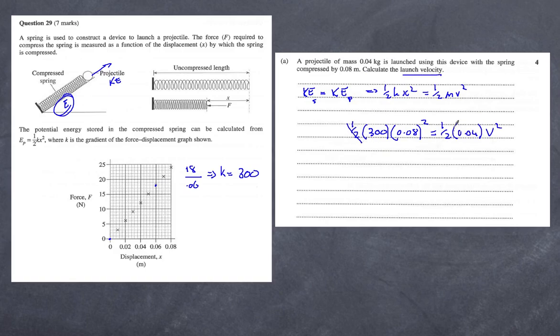We can cancel out the halves, and you can see now I get v squared is equal to 300 multiplied by 0.08 all squared, all over 0.04, and that gives me an answer of 48, and so therefore v becomes 6.93 meters per second. So there's my answer.